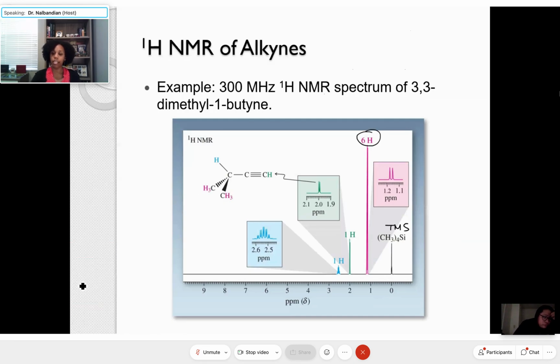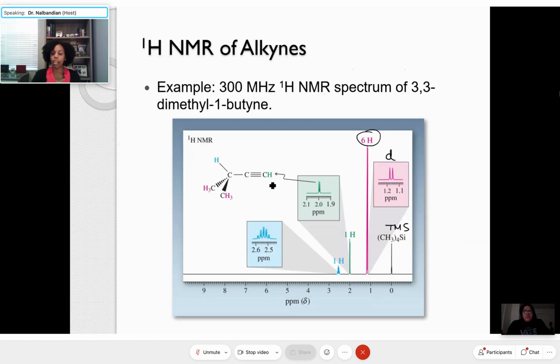Now notice here, it's getting split into a doublet because it has 1 hydrogen neighbor. And it's that blue hydrogen. Those 6 hydrogens have 1 hydrogen neighbor, which would be the blue hydrogen. So it's split into a doublet, but it's a 6 hydrogen doublet. That's the integration, 6H.